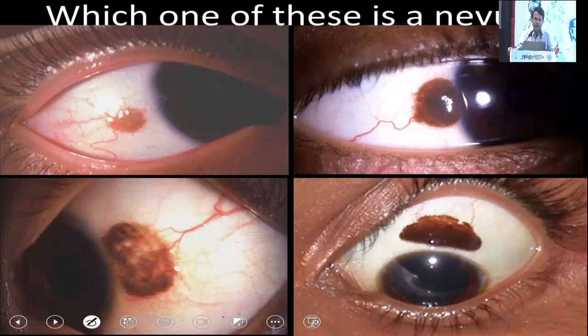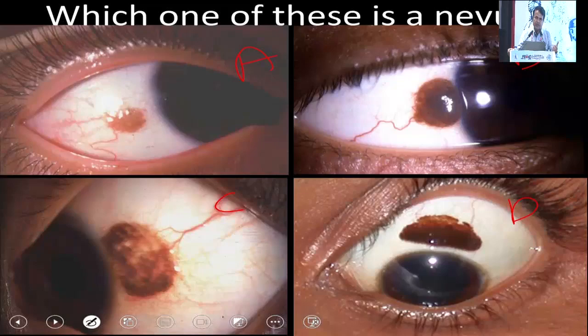Alright, coming to a very common lesion, conjunctival nevus. I have 4 pictures in front of you. Can any one of you guess which one is not a nevus? Is it easy or is it difficult? Let's just name them A, B, C, D. Now which one is not a nevus? Well, we can keep guessing. Most of us will be right when we guess it.